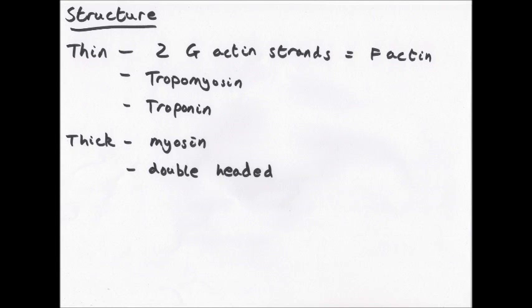The thick filament is just made of myosin, and each myosin has a tail and two heads. A lot of these are found together in a kind of band with all the double heads facing different directions. So basically you've got almost like a cylinder with lots of double heads sticking out around the curved surface of the cylinder. So now we'll see how these work.